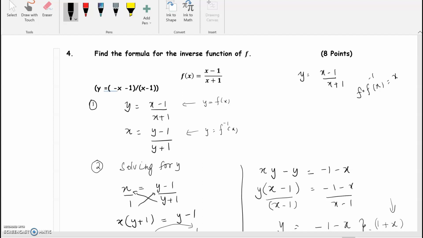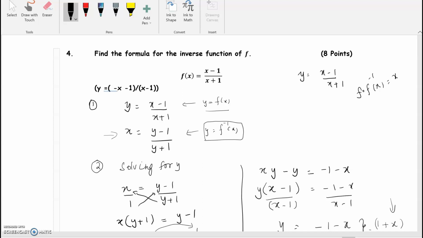So the way we do this is the first step. Write down your function as y equals (x minus 1) over (x plus 1). So at this step, y is the function f of x. What we do next is the most important step, that is switch the x and the y. So wherever you see an x, put a y. Wherever you see a y, put an x.